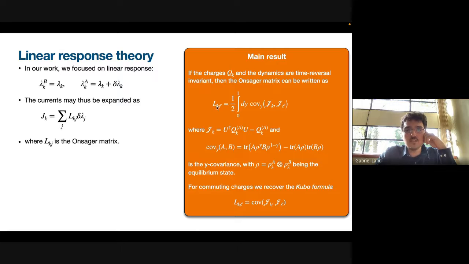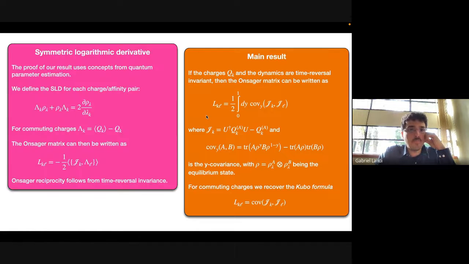And so essentially, the Onsager matrix is given by the Y covariance of the current operators. If the charges commute, then this whole formula simplifies and we just get a covariance. And this is the famous Kubo formula. In this particular scenario, this is just the Kubo formula, which essentially relates the Onsager matrix with equilibrium covariances. Otherwise, if the charges don't commute, then we get this generalization. So we have to take this into account.